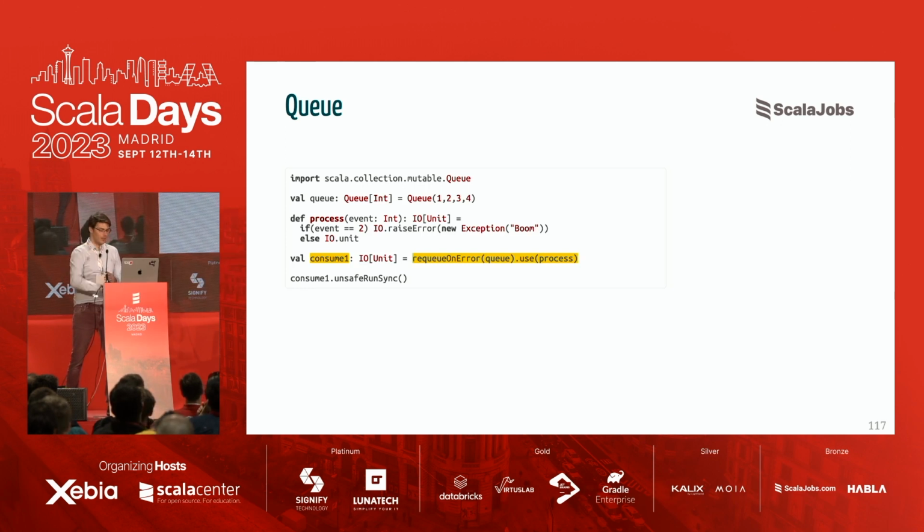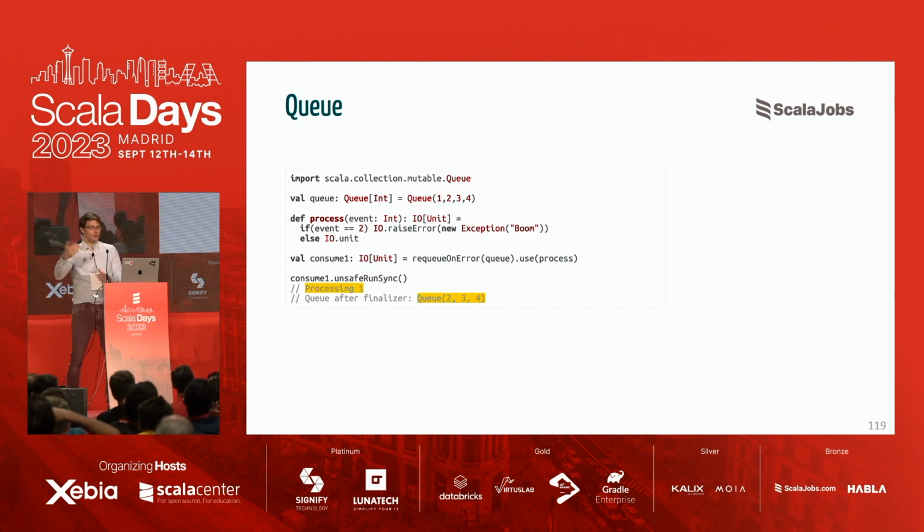Yeah? And because an IO is just a value, you need to call unsafeRunSync in order to execute the code. This is the way you say, please now do this. And now, once you call this, you can see processing 1, meaning we took the event 1 from the queue, and the queue after the finalization is 2, 3, 4, 1 has been removed. Does it make sense?